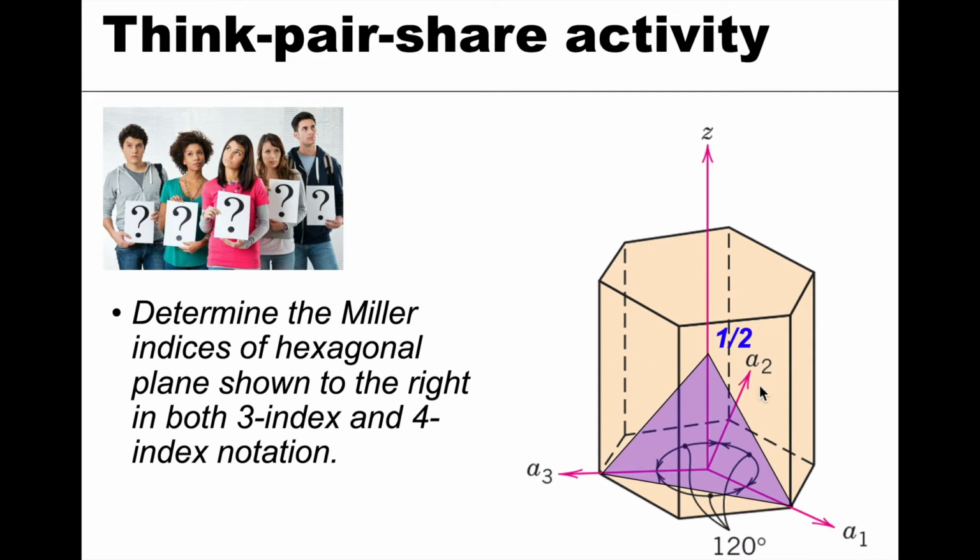So I've got a plane highlighted here in a hexagonal system, and I want you to determine the Miller indices for that hexagonal plane shown, and do it in both 3 index and 4 index notation so that we have an idea that they are the same. It's the same procedure either way. So go ahead and do that. Fill it in the quiz, and come back and we'll work through this worked example.